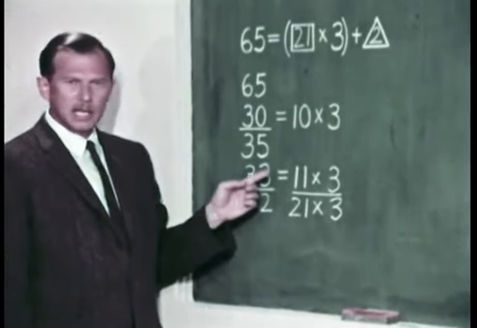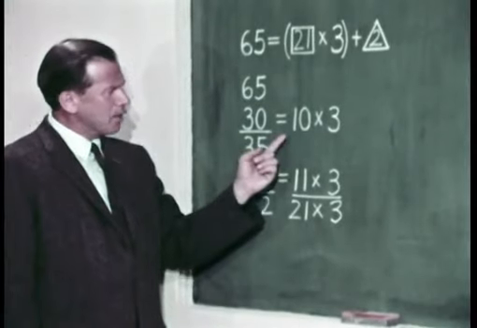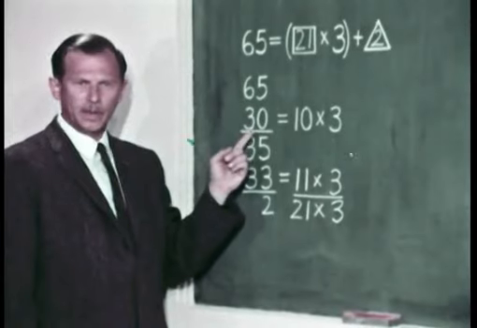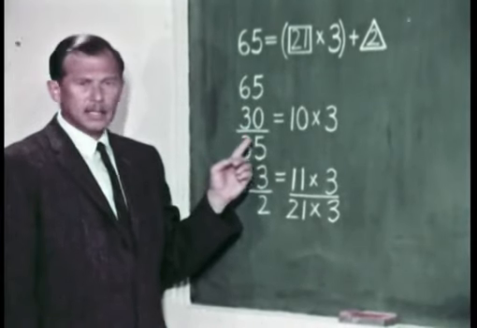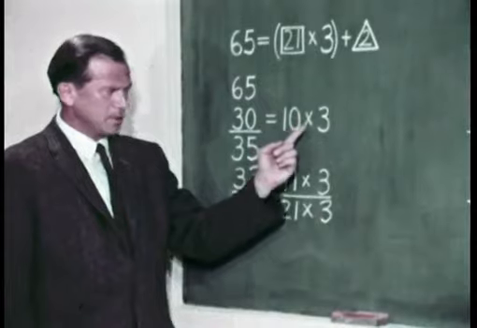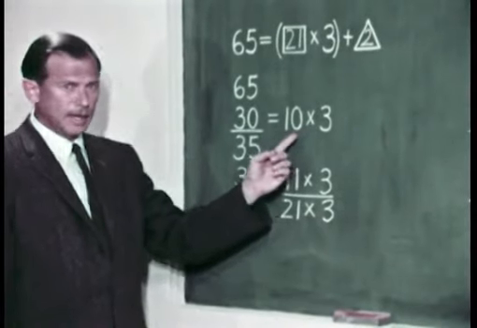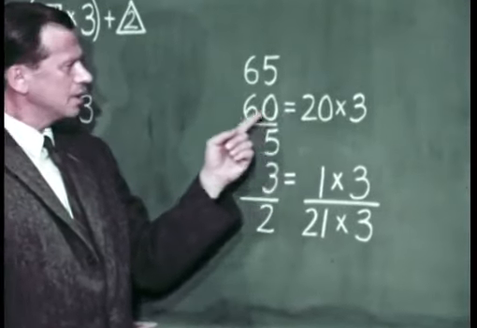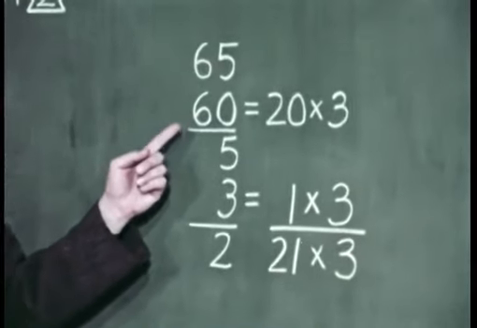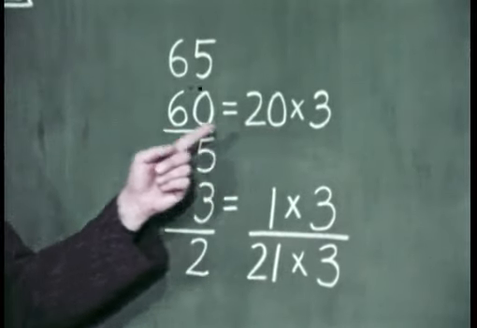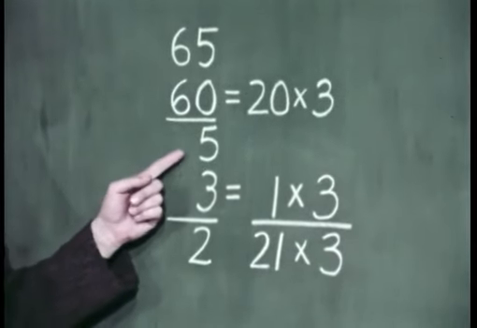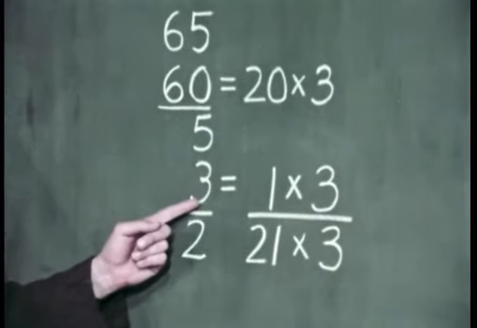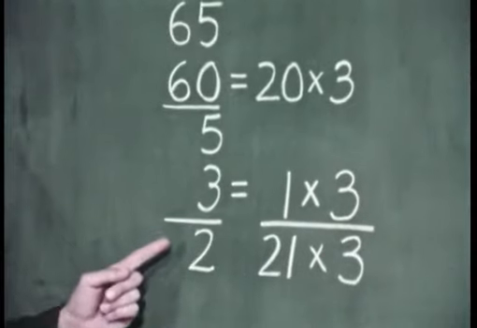It's possible to begin by subtracting any number up through 21 threes from 65. For example, some children might think in this manner. If 10 times 3 is 30, then 20 times 3 is twice as much, or 60. And I know that I can subtract at least 20 threes from 65. That leaves 5. One more 3 can be subtracted from 5, and that leaves a remainder of 2.